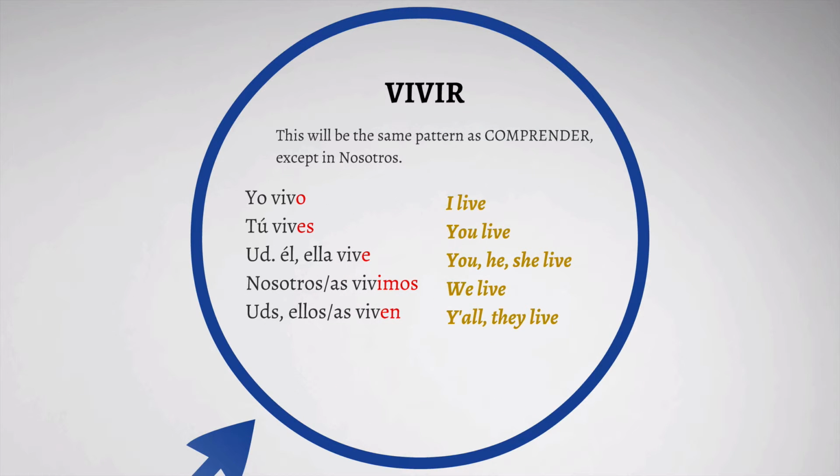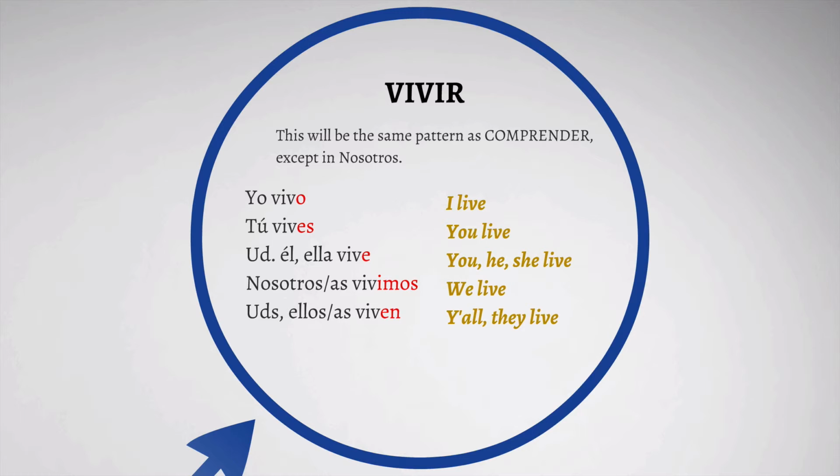This is the last type, vivir. They are the least common, the IR verbs. The pattern is exactly the same as the ER verb. Do you see? The terminations o, es, e, imos, en are exactly the same, with the only exception being that in nosotros we have the I sound instead of the E.